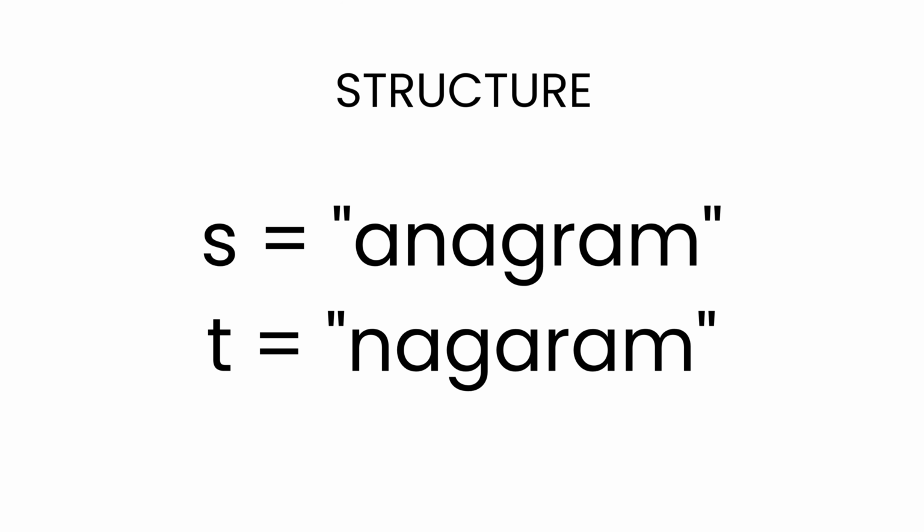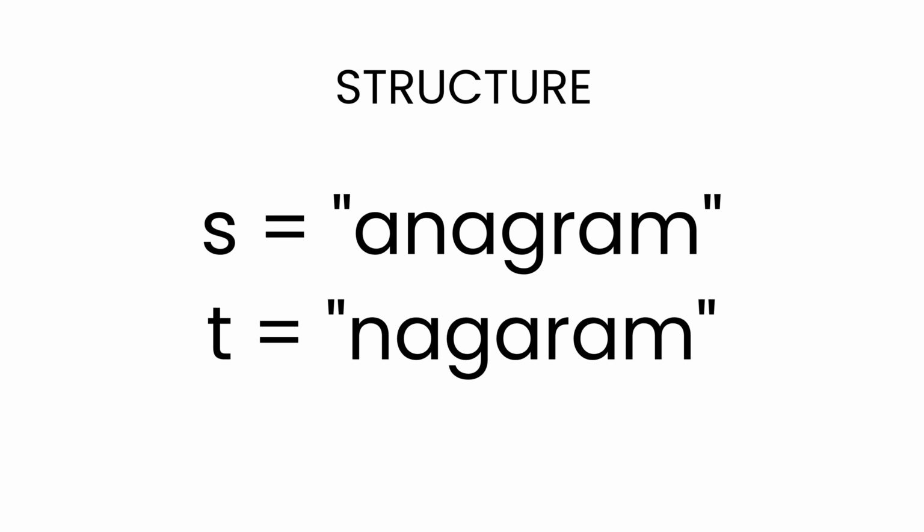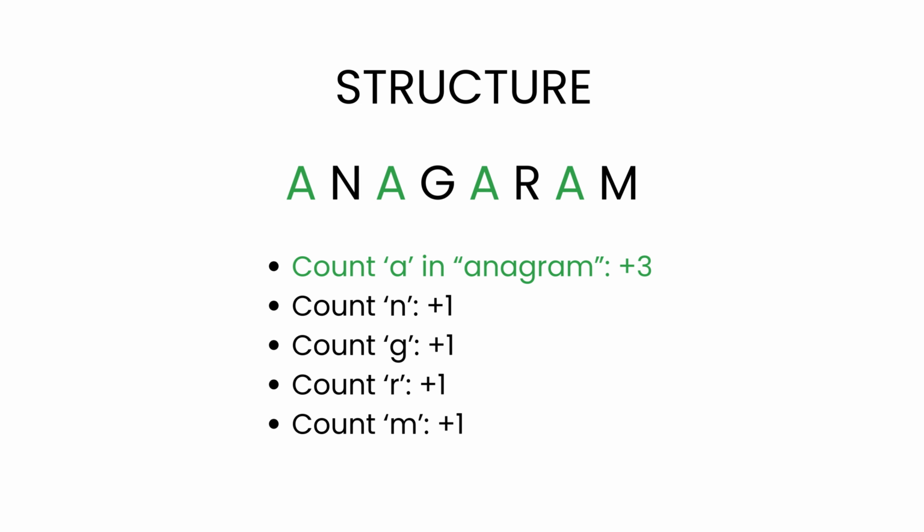Let's do a walkthrough. Example: s equals anagram, t equals nagaram. Start with an array of zeros. Count A in anagram, +3. Count N, +1. Count G, +1. Count R, +1. Count M, +1.